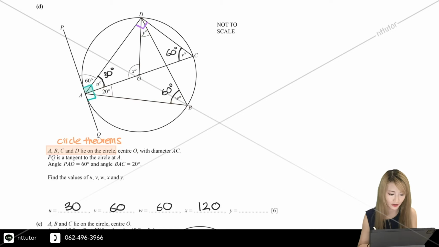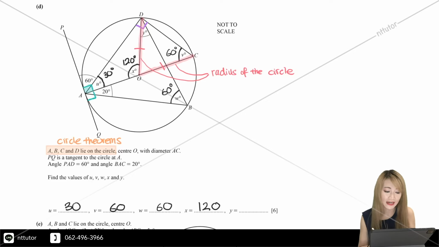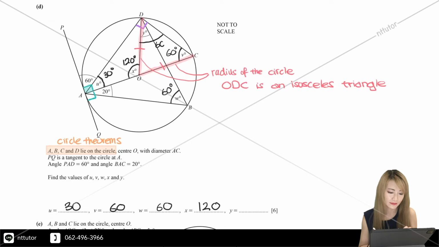Now that X is equal to 120, all we need now is angle Y. For angle Y, we can notice that OD and OC are the radius of the circle, so this is equal to this. This means that the triangle ODC is an isosceles triangle. So the angle ODC must be 60. If we can find this tiny angle over here, the angle BDC, we can find out the value of y, because y plus that angle must equal 60 degrees.